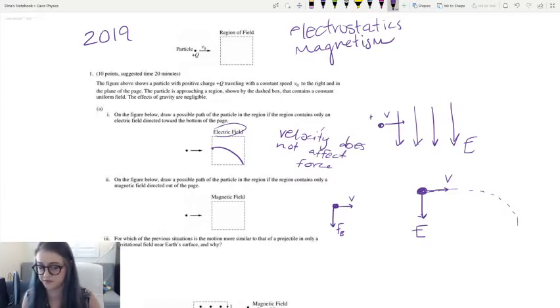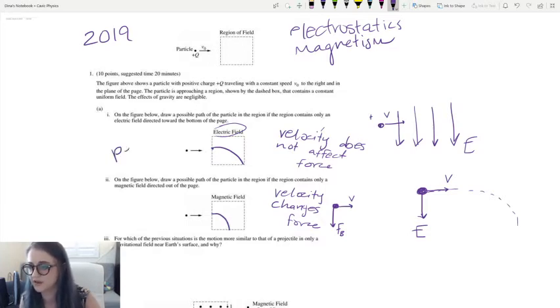It's always directed downwards, or the direction of the velocity does not affect the force. For a magnetic field, the direction of the velocity changes the force. So as soon as our particle enters and it starts to curve, the direction of the force also changes. So the difference here is that this one is going to look much more circular. So this one should be parabolic, and this one should be circular. This one should look very similar to gravity, and this one should look like circular motion.